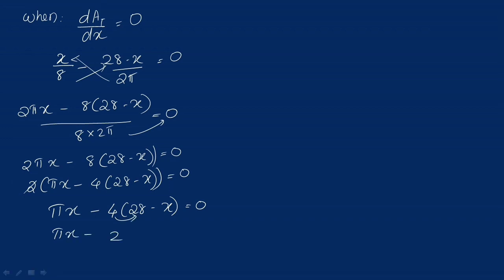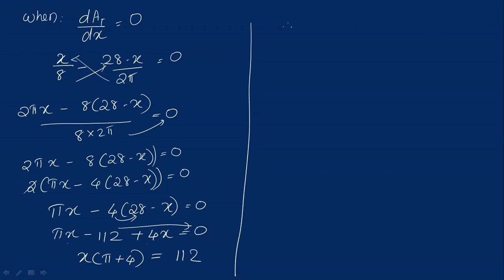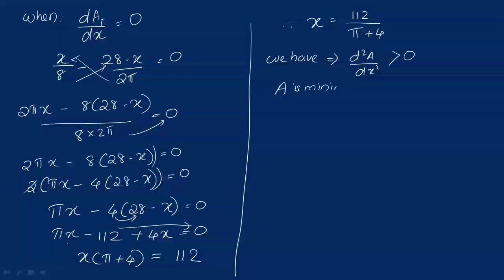4 is taken into the bracket, so we have πx − 112 + 4x = 0. x is taken common from πx and 4x, so x(π + 4) = 112, taking 112 to the left side. That is equal to 112, or x = 112/(π + 4). Now we have d²/dx², which is greater than 0, so we have minima here. Now what is x? That is 112/(π + 4).